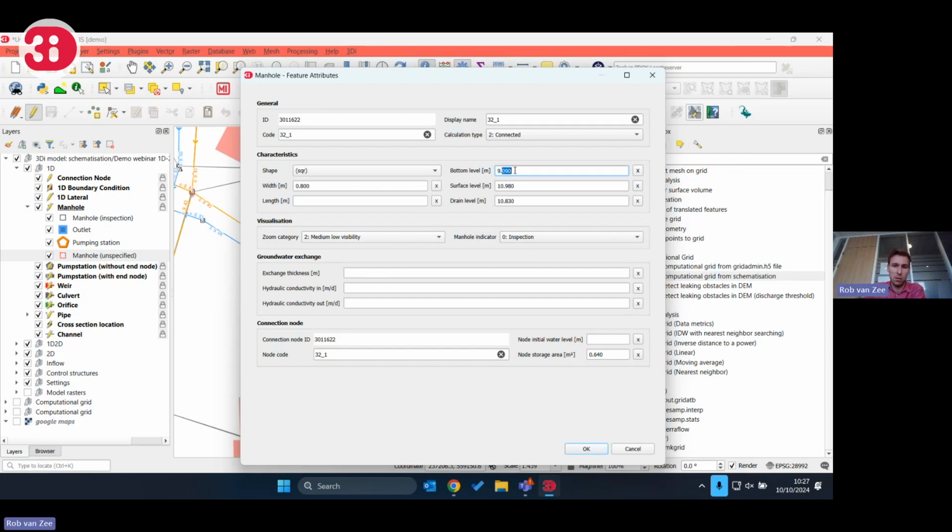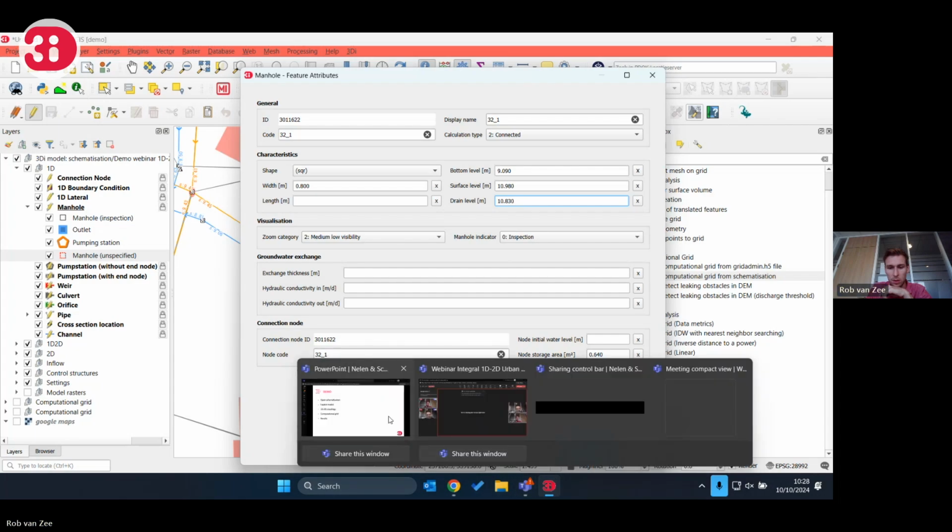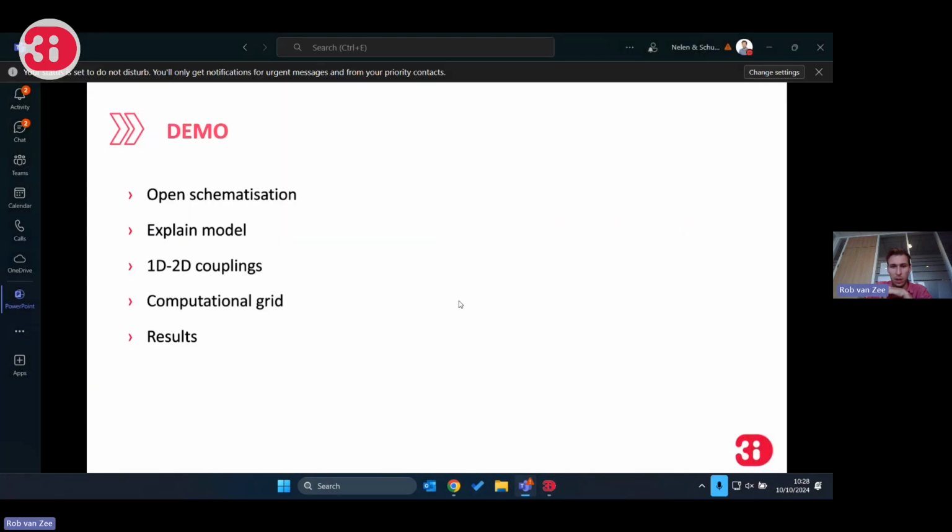The bottom level, of course, is how deep the manhole is, and the deeper it is, the more storage it can hold. The surface level is actually the top of the manhole, but for hydrodynamic modeling, what's mainly important is the drain level. And the drain level is the level where the water of the 1D can interact with the 2D. I have a small figure of that to make it a bit more clear.